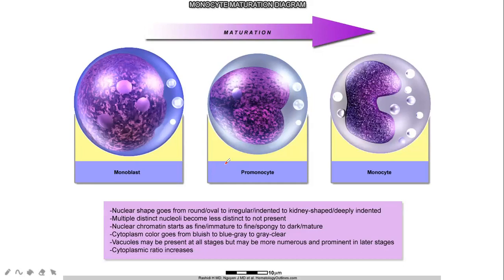So, again, as your cell matures, it will form, iyahang nuclear shape will go from being round to oval to irregular, indented to being kidney shape or deeply indented nga nucleus. So the cytoplasmic ratio will also increase, and then iyahang color pod sa cytoplasm will go from being bluish to blue-gray to gray clear. Inana.